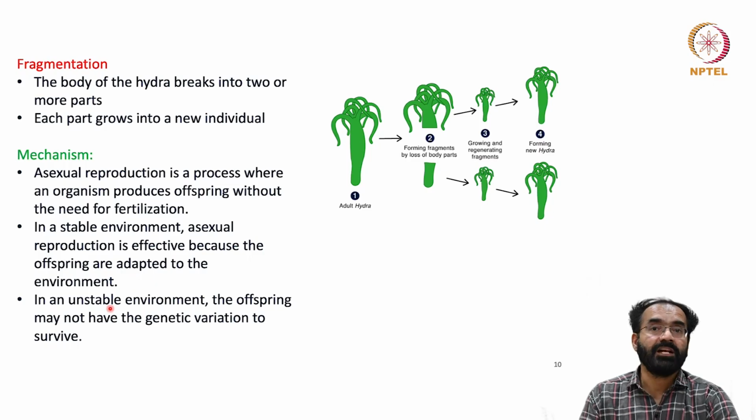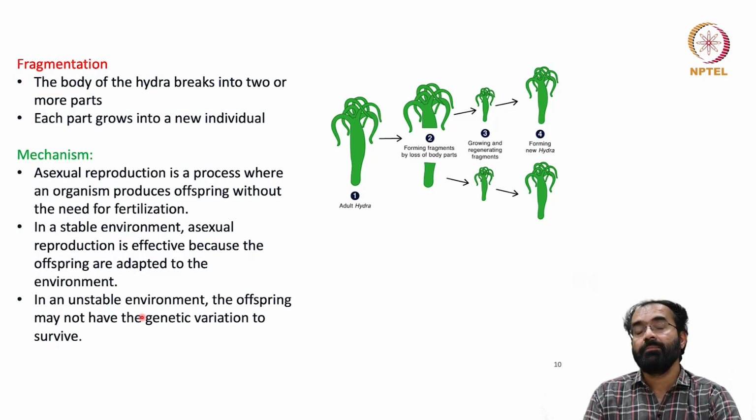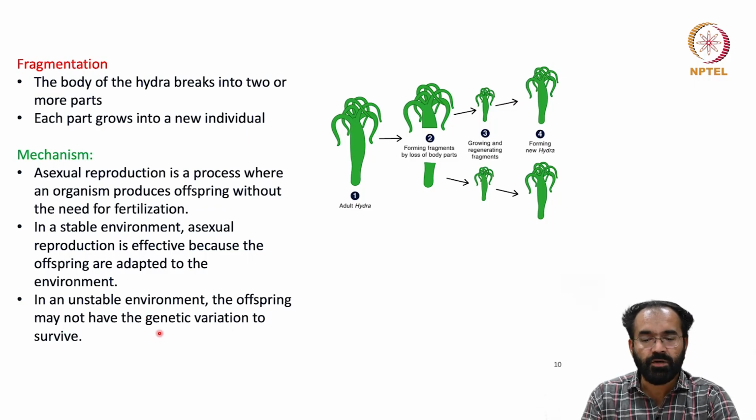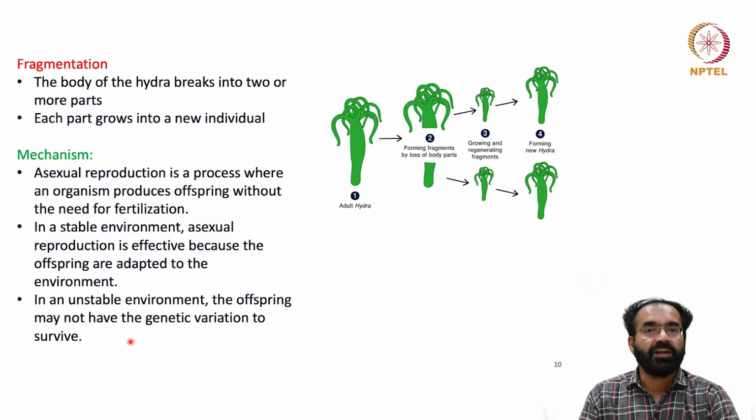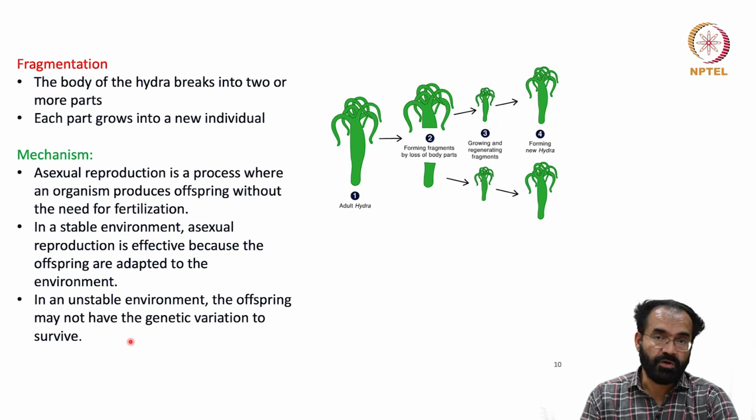But in an unstable, unpredictable environment, what happens? The offspring, we don't know, you want diversity. If some good diversity is there, then you will be able to make a living. So you randomly keep looking for variation. The offspring may not have the genetic variation to survive. Hence, sexual reproduction is preferred. So, favorable environment, asexual reproduction. Unfavorable environment, sexual reproduction.